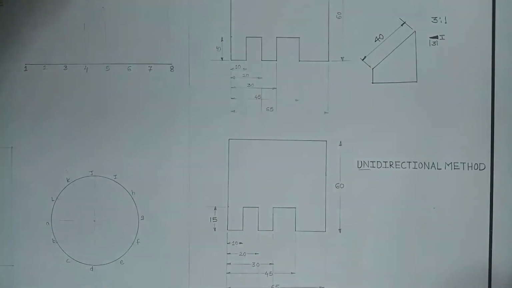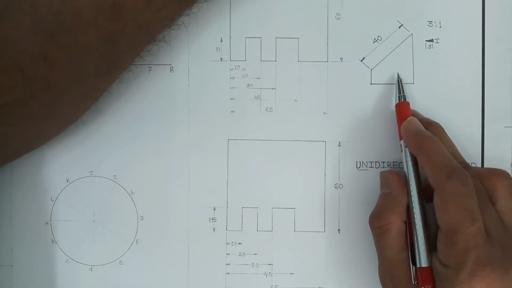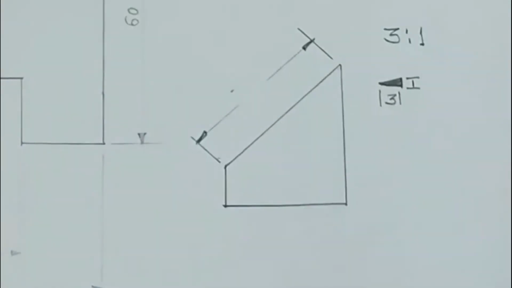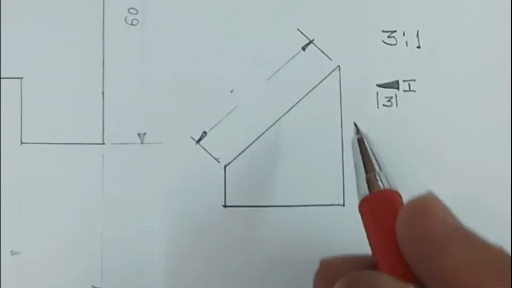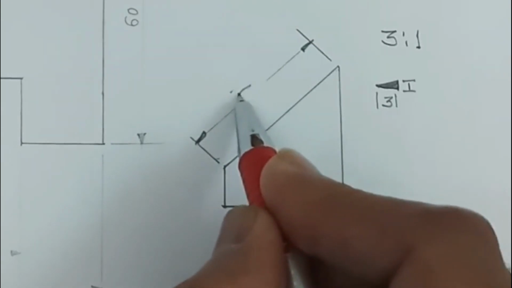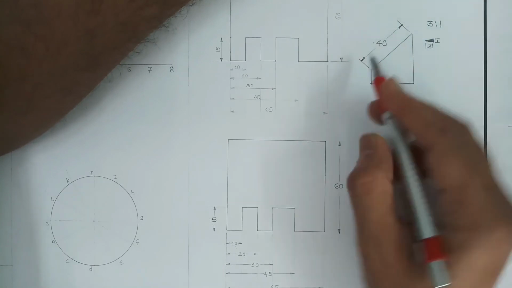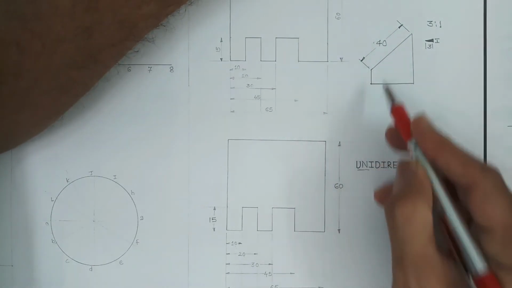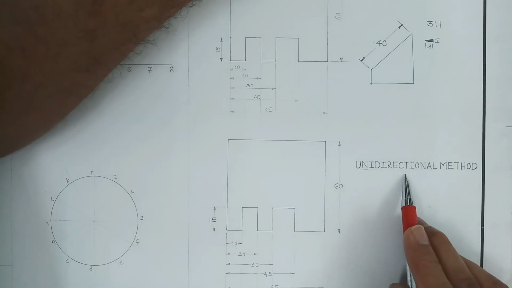Now if you want to dimension this same part using the unidirectional method, then it would be dimensioned something like this. If we go by the unidirectional method, then we have to break the dimension line and write the dimension number something like this. It is not aligned with the line, now it is in the same direction, unidirectional. So this is the difference between the aligned method and the unidirectional method.